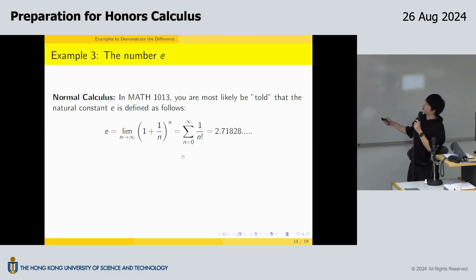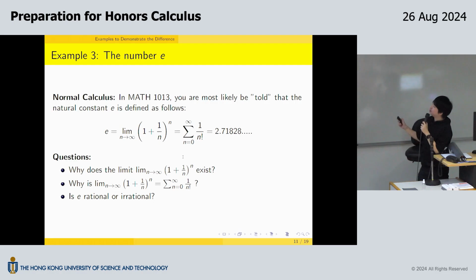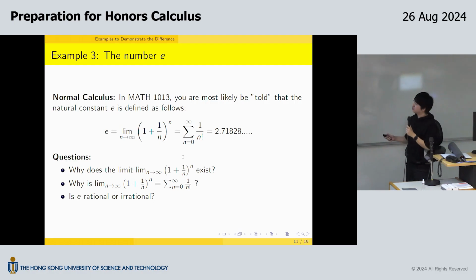Or if you are an engineering school student, then E might be 3, which also equals pi. Okay, but in the honor calculus course, we ask more. Firstly, why can we define E in this way? So why does this limit exist?